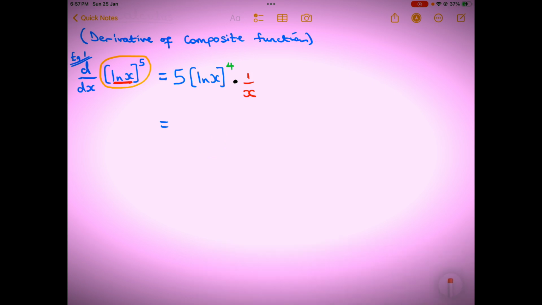When 5 multiplies all this, we are going to get 5 (ln x) to the power of 4, all this divided by x. So this is the simplest form that we can write. Now let's have a look at example 2.